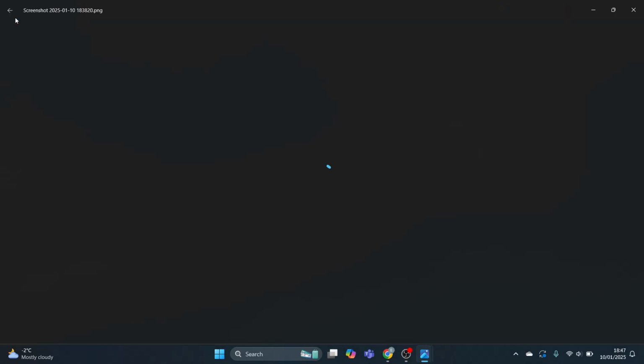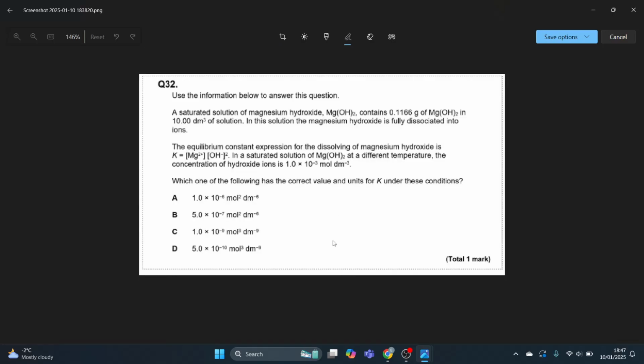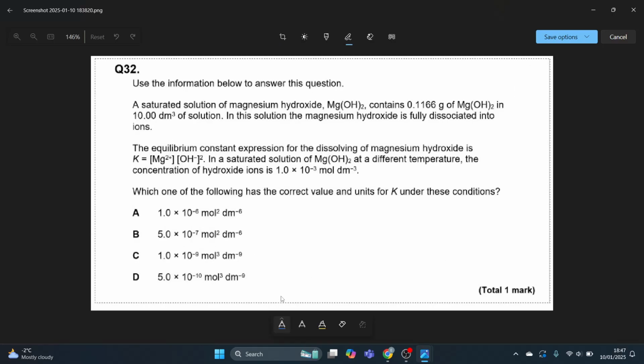And then question 32. This one is tricky. I want to tell the truth, this one is tricky. But it says use the information below to answer this question. It gives me the mass of magnesium hydroxide. What I can do first, because I had a look at this question previously, I don't fully answer it or look at the mark scheme, but I feel like what I can do is find out the moles of magnesium hydroxide, and calculate the concentration because I've got the volume.